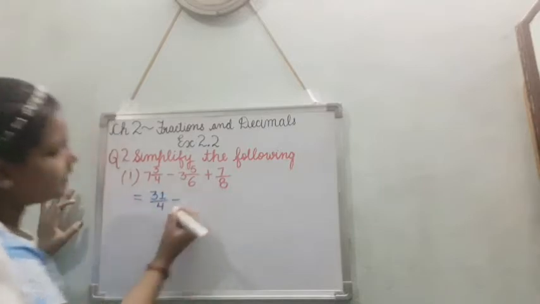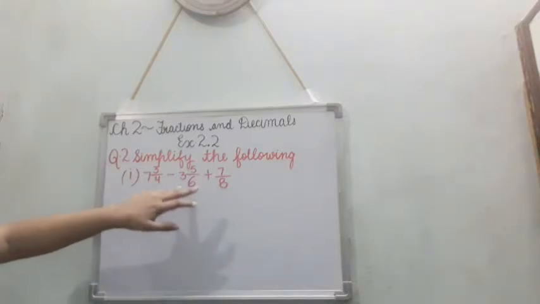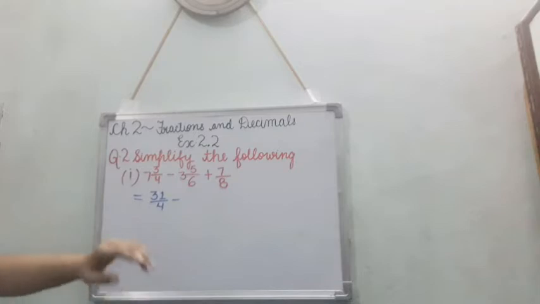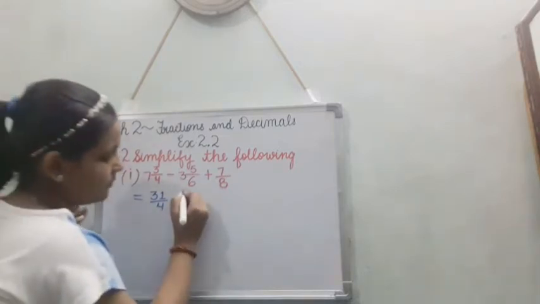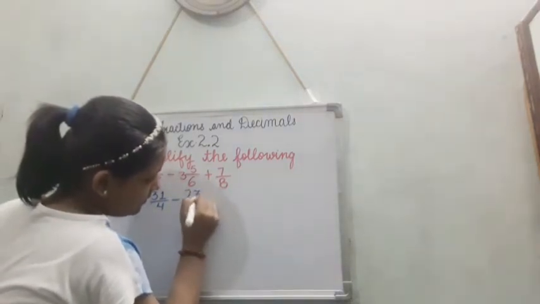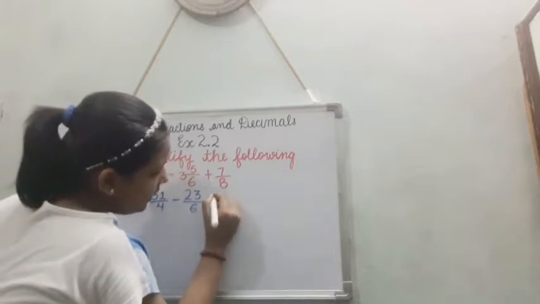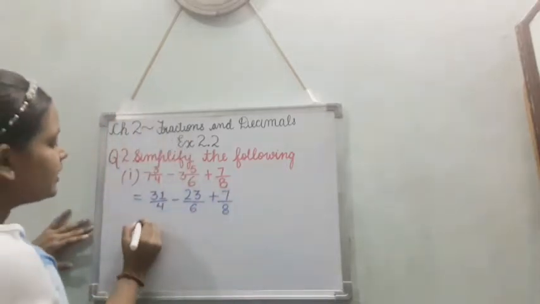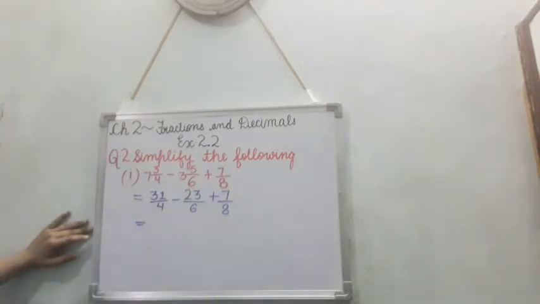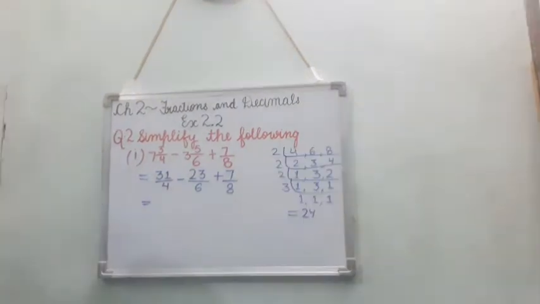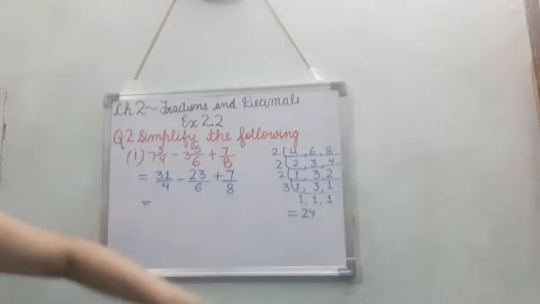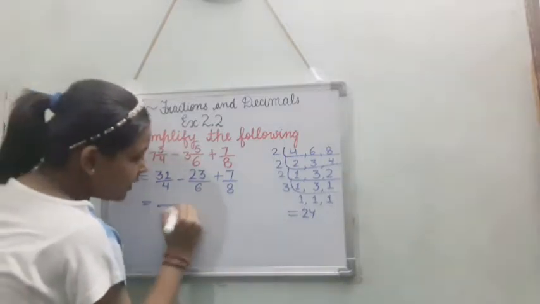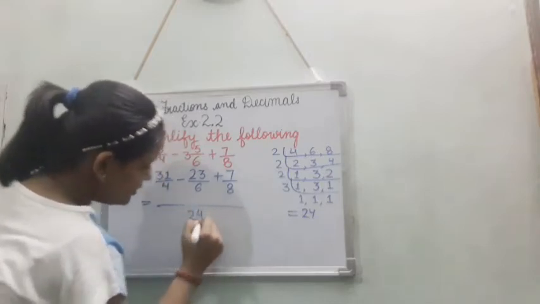Then you will put the minus sign. Then 6 into 3 is 18 and 18 plus 5 is 23 upon 6. Plus 7 upon 8. Now we have to take out the LCM of these three, 4, 6 and 8. So the LCM of these three denominators is 24. So we will write 24 as the denominator.